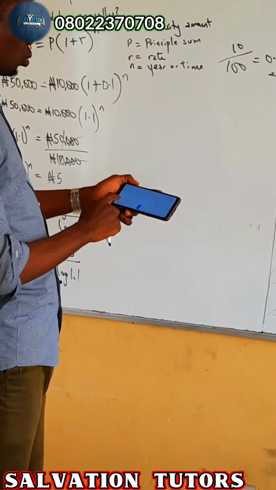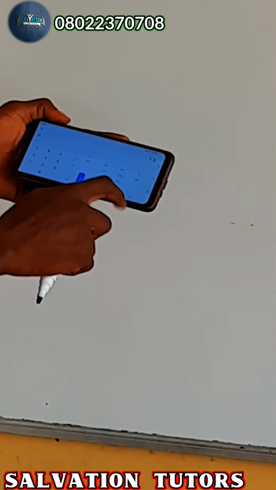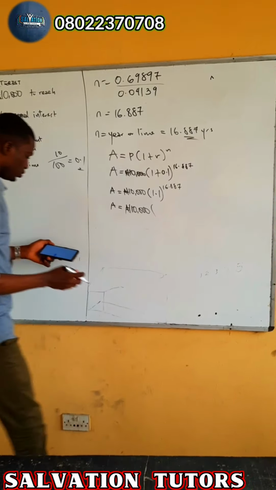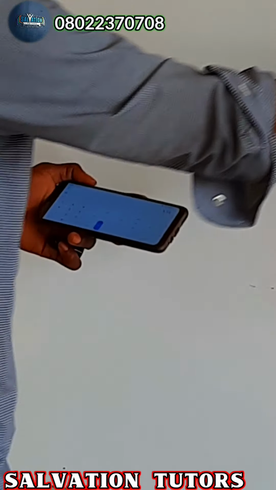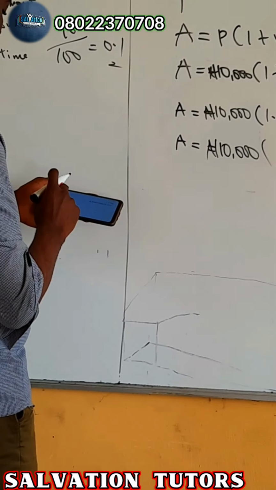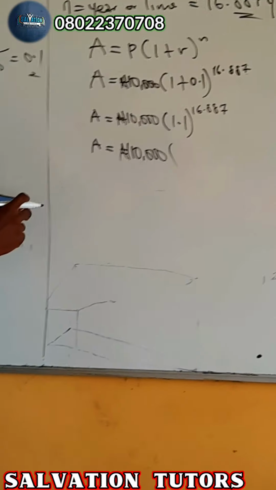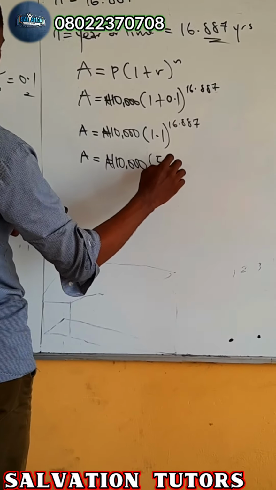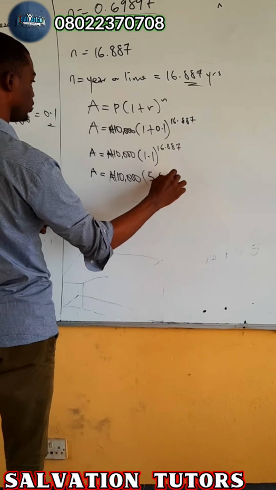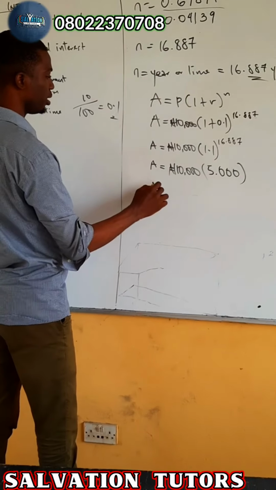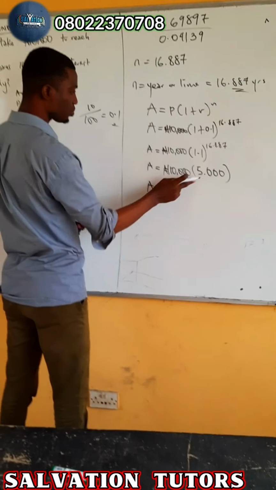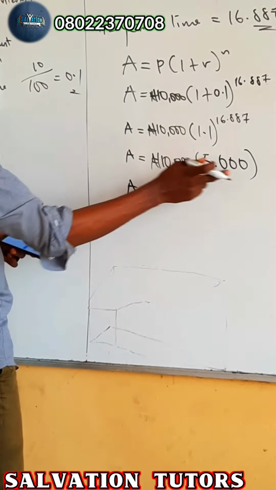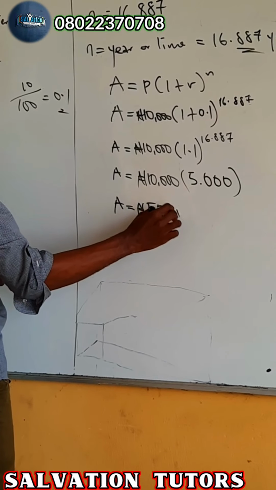We'll say 1.1. Now click on this sign. This is the raised power sign, the upside down V. If you go to your calculator, you click on it and you put in this figure, 16.887. So we have 5.000. So A equals 10,000 times 5, and 10,000 times 5 will give us 50,000.